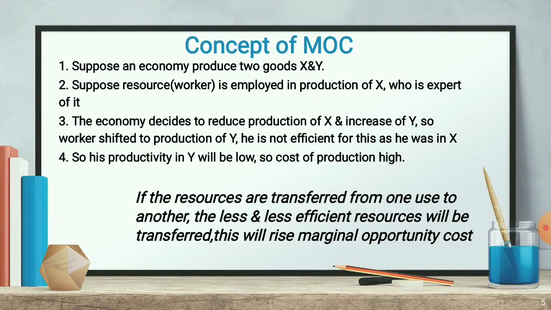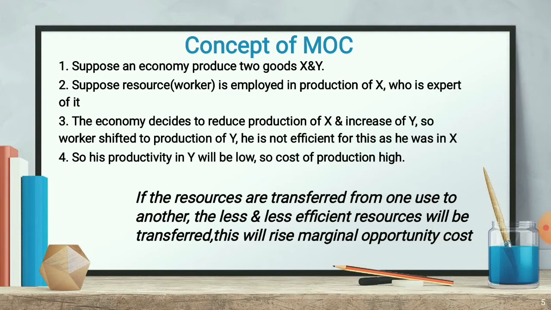So the worker will have to shift the production from X to Y. The problem is that he is not suited or not efficient to work in the production of Y, as he was best for production of X. So what will happen? The productivity of Y will be low because the worker, the employed material which we have taken, is not fully efficient. Overall productivity will be low and the cost of production will be high.